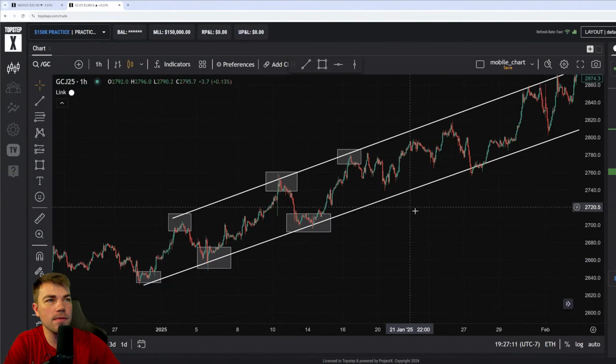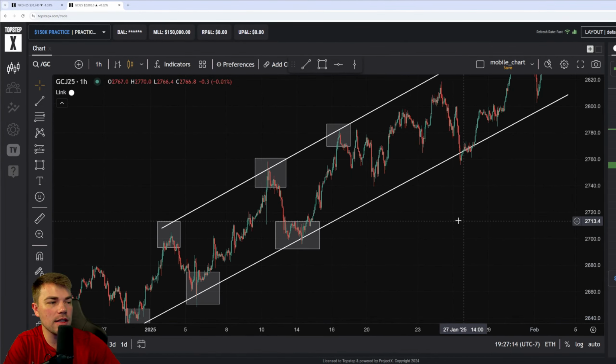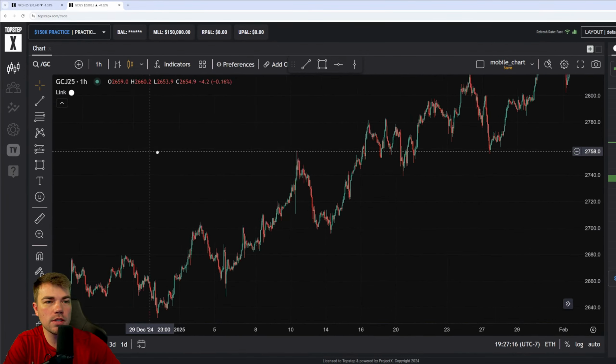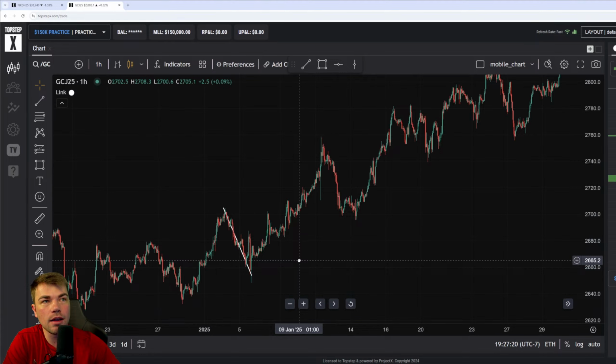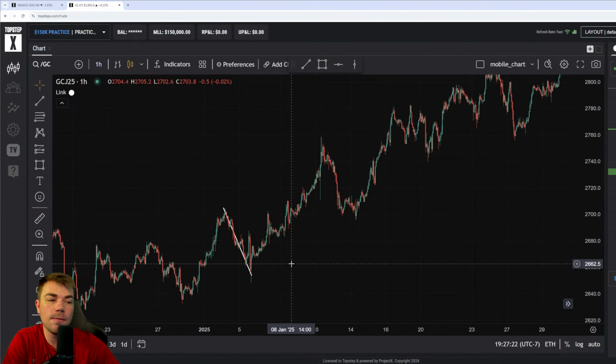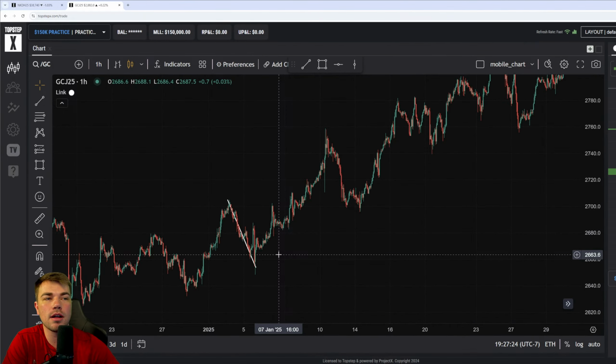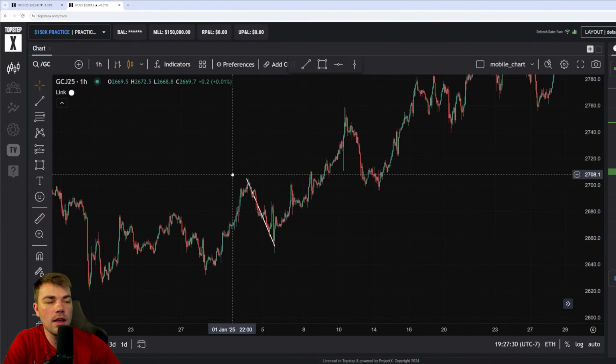But if the market is not in a channel, there's something I love. It's called measured moves. At least that's what I call it. I don't know if this is the right name for it. Maybe it's called something else. So this is a measured move.